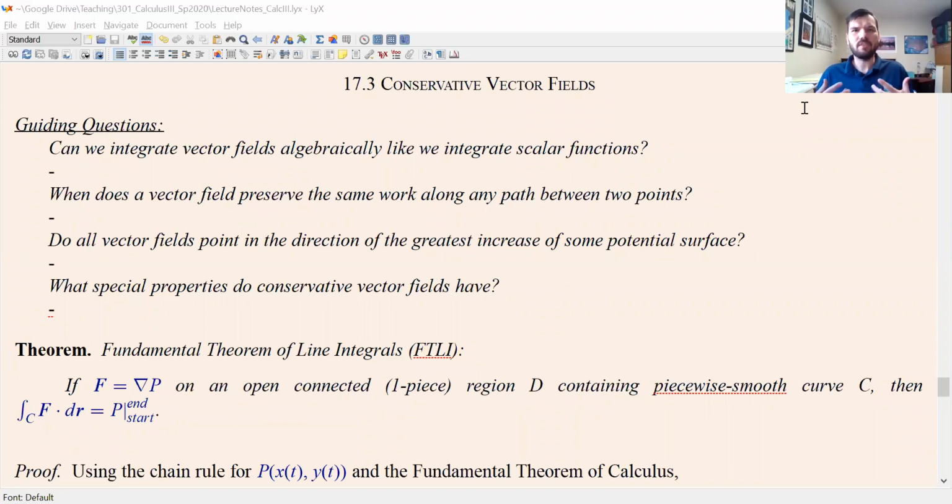So the questions that drive us in this section are the following. First, can we integrate vector fields algebraically like we integrate scalar functions? This is kind of a weird question, but it's so fundamental to how we think of conservative vector fields. Is there a way to come up with an antiderivative to a vector field, a vector function, that somehow undoes the differentiation? And by differentiation, we mean the gradient. And so can we undo the gradient in some way?